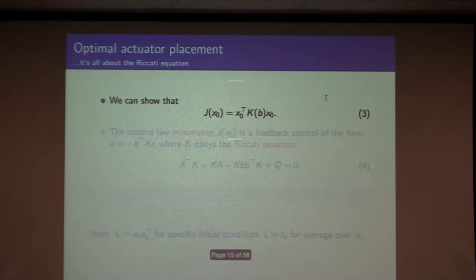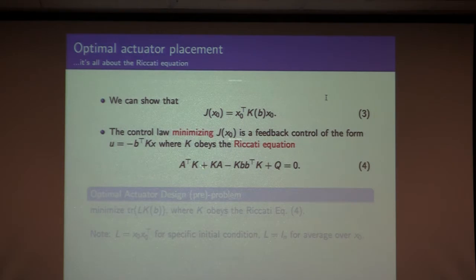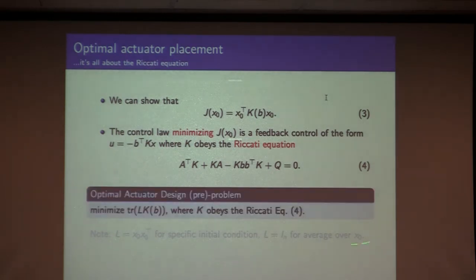Okay, so that's the problem statement. So why are these problems the same? Basically, both of them boil down to studying somehow the Riccati equation. So J of x0, the optimal LQ cost you could achieve, is given by this, where K here is a solution of this Riccati equation. This is a known fact from linear system theory. So now we can rephrase our original problem, the optimal actuator design problem, as minimizing the trace of LK. Take, for example, here L to be x0 x0 transpose. So this would exactly be LK, where K obeys the Riccati equation.